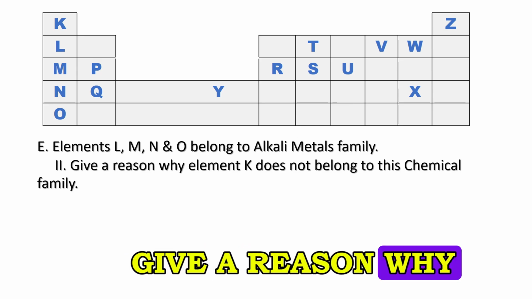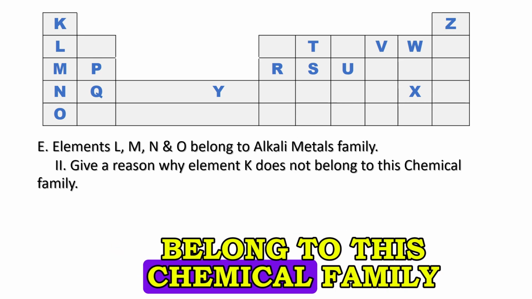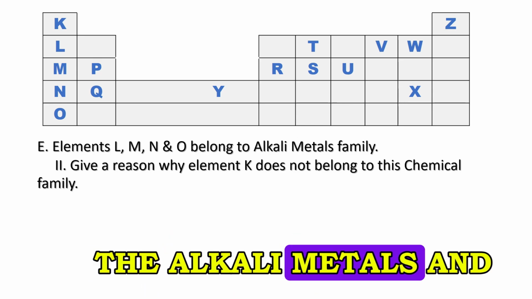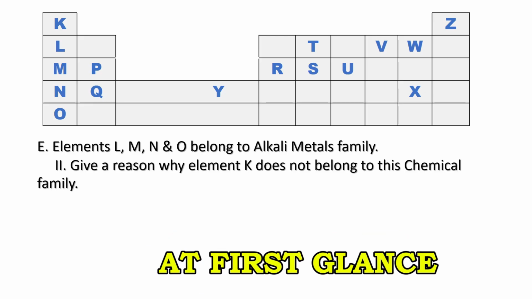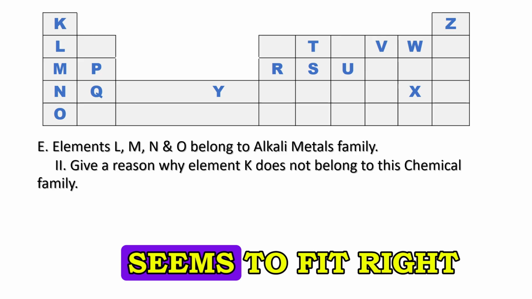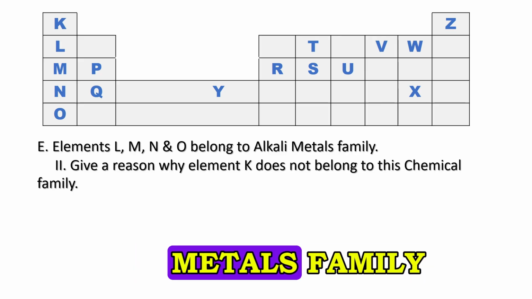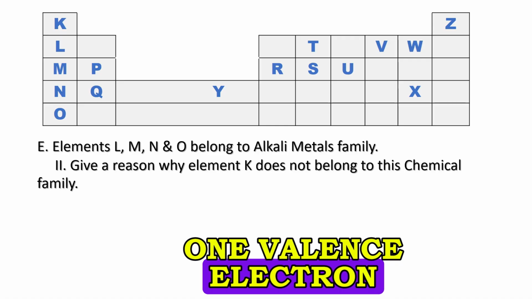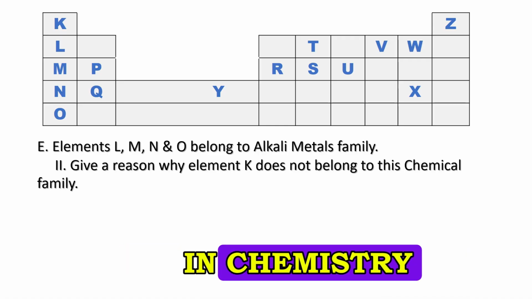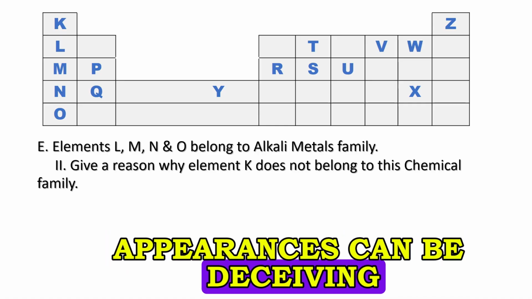Give a reason why element K does not belong to this chemical family, the alkali metals. And here's the twist. Element K is hydrogen. At first glance, hydrogen seems to fit right in with the alkali metals family. After all, it's in group 1 and has one valence electron, just like them. But in chemistry, appearances can be deceiving.